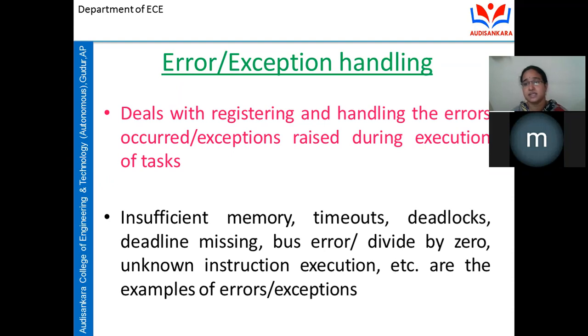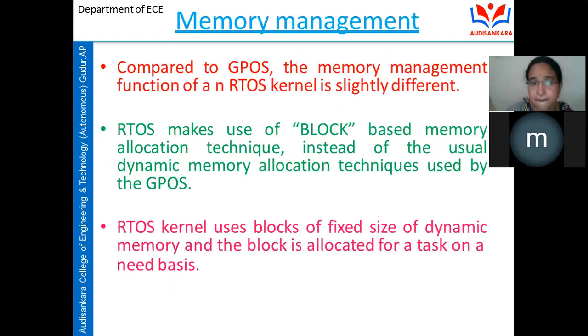Did you understand this deadlock condition? Deadlock condition is when multiple processes are sharing the same resources. If one process is locked without getting a resource because it is held by another process, the condition of that process 1 is called deadlock. Okay. Other exceptions are missed deadlines, divide by 0, and unknown instruction execution. These are all the exceptions that arise, or errors that occur, during the execution of a task.